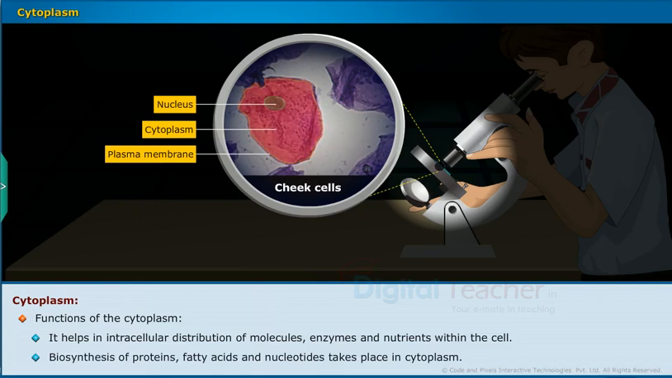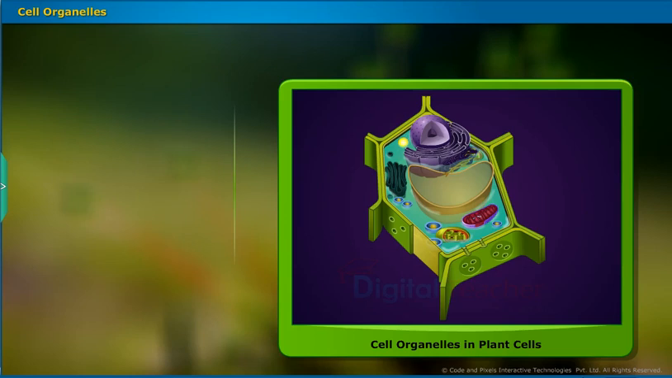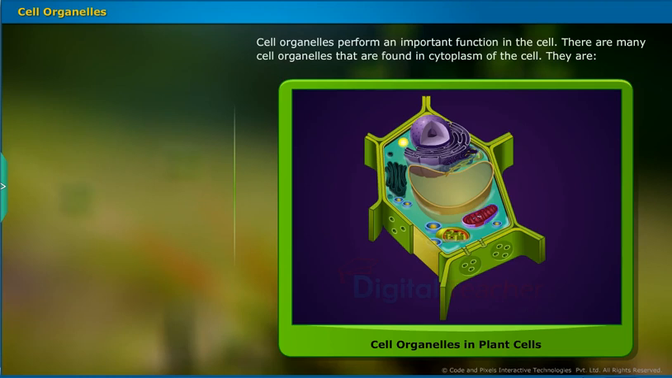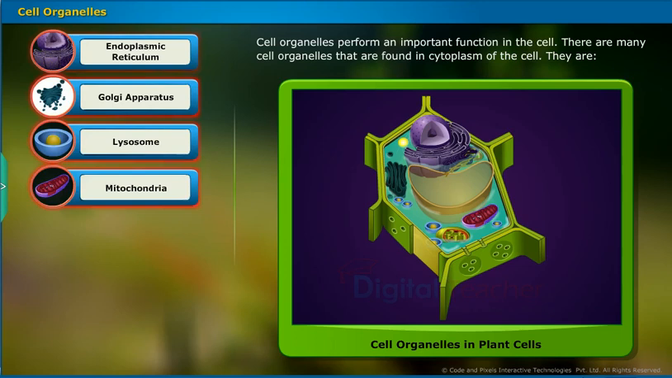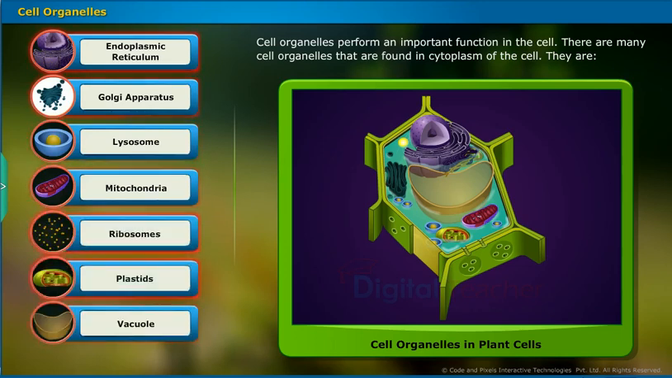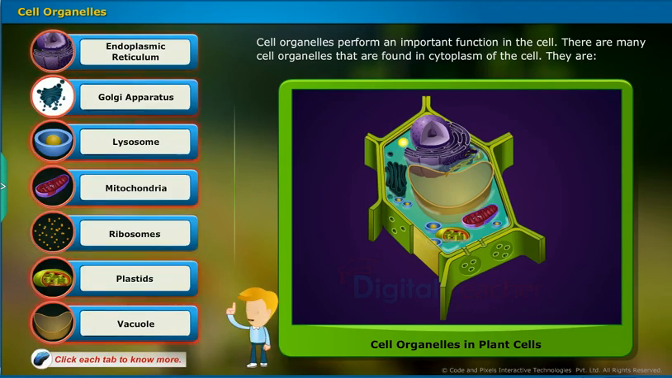Now, let us learn about protoplasm versus cytoplasm. Now, let us learn about the important cell organelles in plant cell. Cell organelles perform an important function in the cell. There are many cell organelles that are found in cytoplasm of the cell. They are endoplasmic reticulum, Golgi apparatus, lysosome, mitochondria, ribosomes, plastids, vacuole. Click each tab to know more.